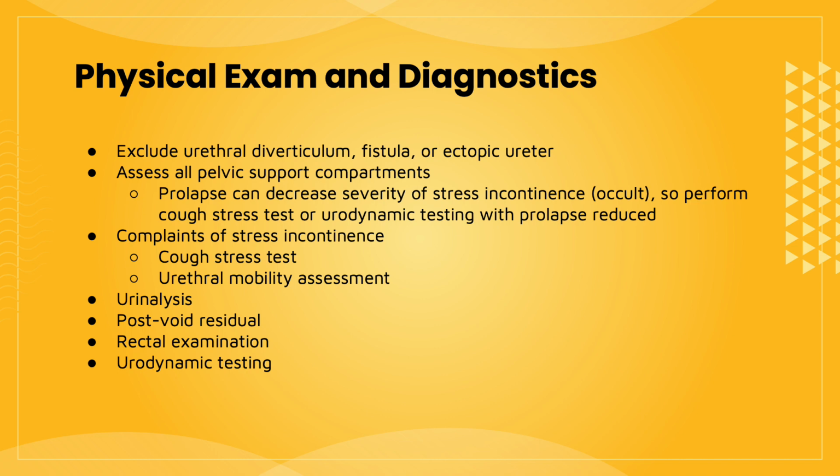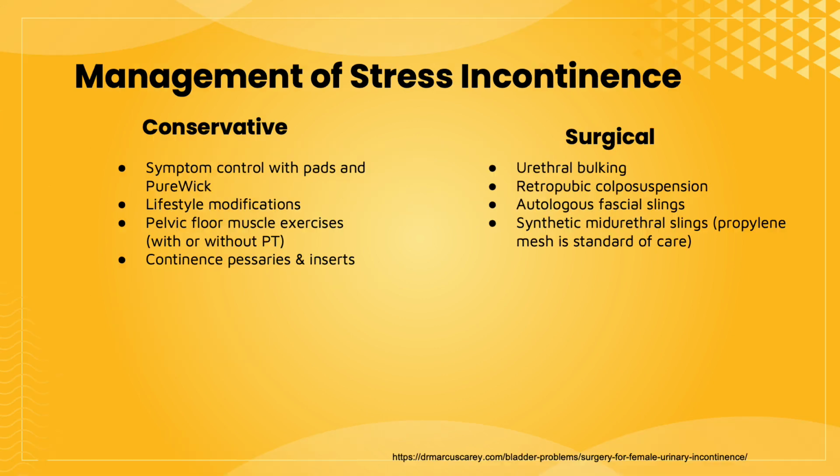It does not have to be done preoperatively if stress incontinence is uncomplicated, meaning post-void residual urine volume is less than 100 to 150 ml, there's a negative urinalysis result, a positive cough stress test result, and no pelvic organ prolapse beyond the hymen. Treatment options for all types of incontinence can vary from conservative measures to more invasive measures. Symptom control can be achieved with pads and PureWick, however, these treatments can be bothersome and costly. Treatments for stress incontinence include pelvic floor physical therapy, continence inserts or continence pessaries, or procedures such as urethral bulking or mid-urethral slings.